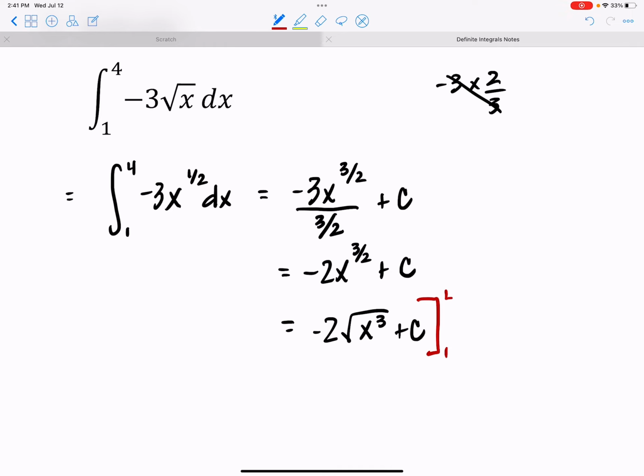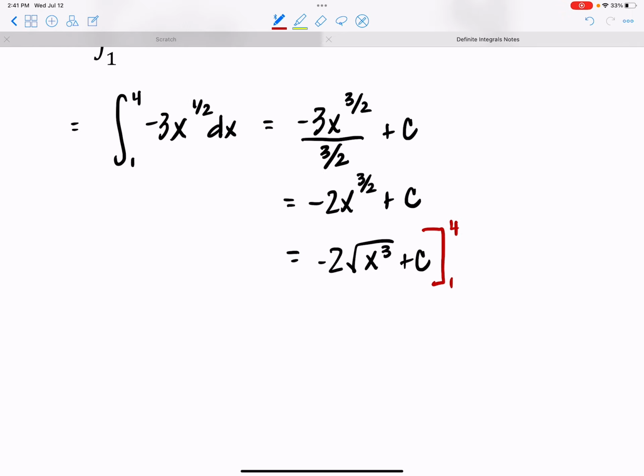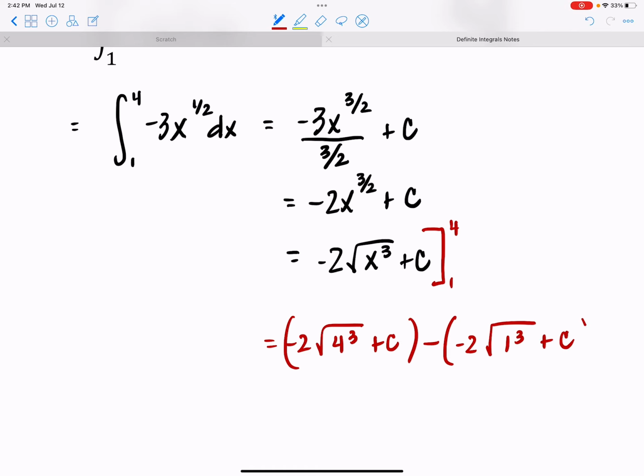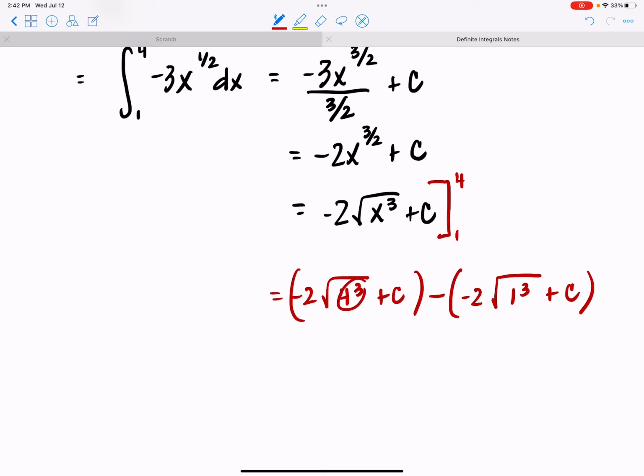is what we need to evaluate from 1 to 4. Alright, so let's plug in the 4. -2 times the square root of 4 cubed plus c. And then from that we're going to subtract -2 times the square root of 1 cubed plus c. So 4 cubed is 64, and the square root of 64 is 8. -2 times 8 is going to be -16. So we have -16 plus c. And then 1 cubed is 1, the square root of 1 is 1.